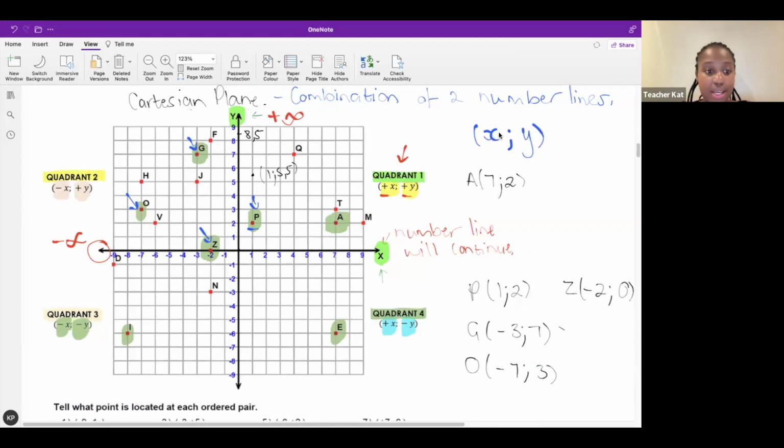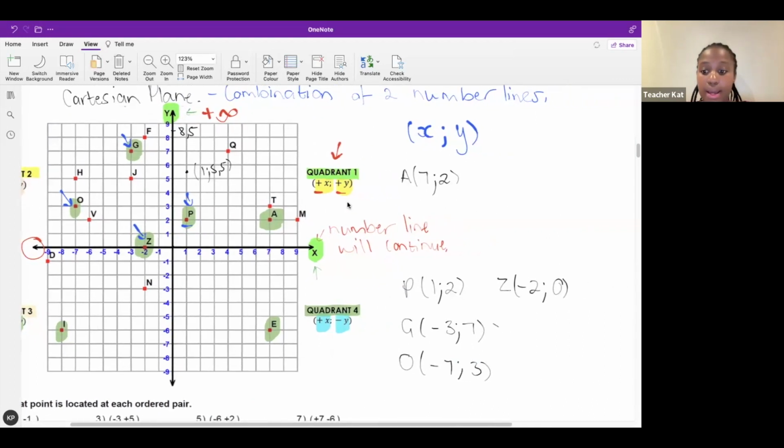We have done Z. Let's move on to I. The coordinates of I, and that is -8 and -6. Nice, Eminati. And finally, the coordinates of E. I'm glad you understand, Blessing. E is 7 and -6.